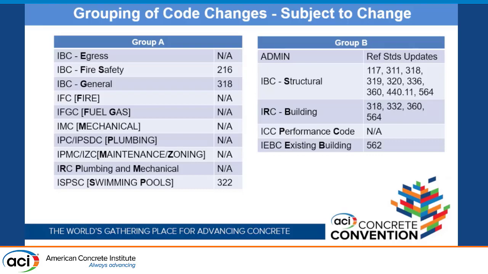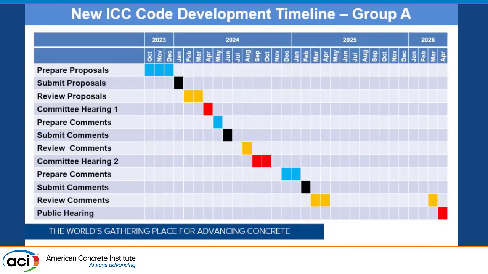The code is split up into two groups. They do one group one year, another group the subsequent year. Most of our stuff falls into group B, but 216, information about fire performance of concrete, falls into group A. Swimming pools will fall into group A. So there are a few items that happen in group A, but most everything that ACI currently turns out is related to structural, and it falls under group B. So this is basically an overview of the timeline of when things will occur.